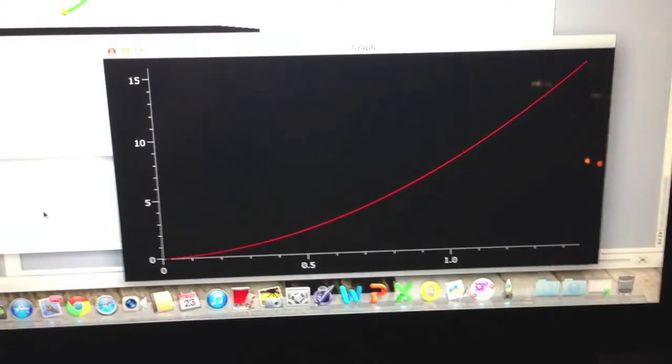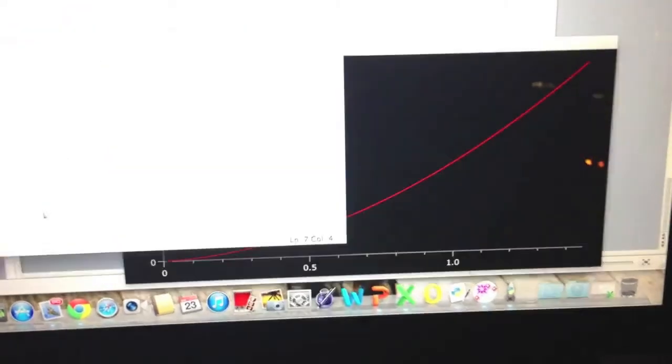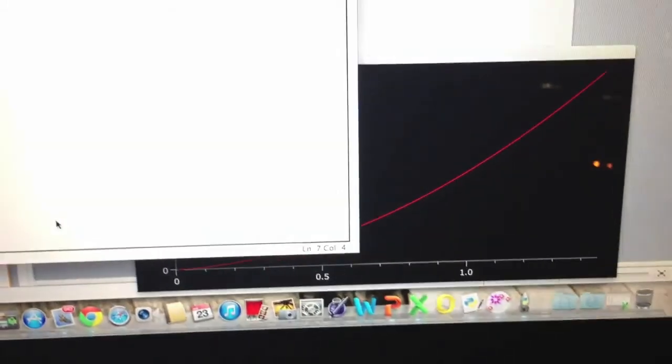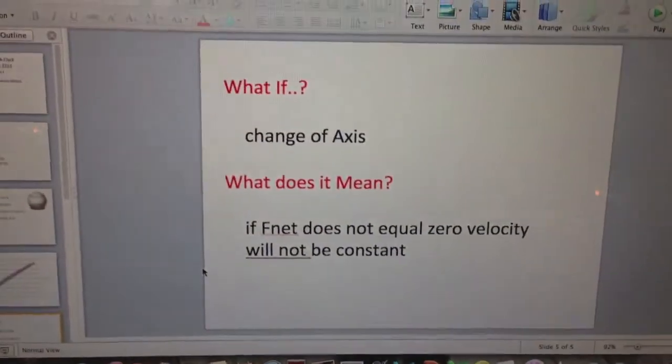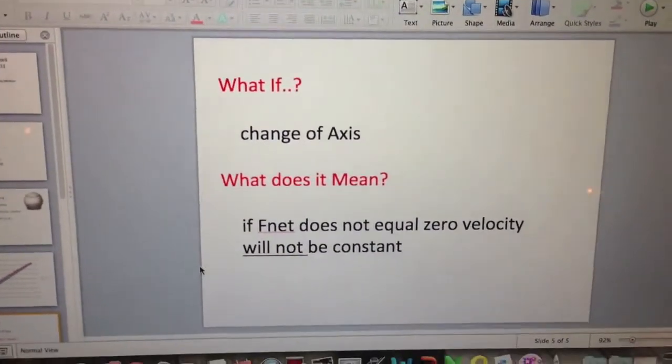Just as a note, this function is not actually exponential. We'll discuss the functional form of position versus time with constant net force later on in the course. And that concludes our analysis of Lab 1, and I hope you enjoyed.